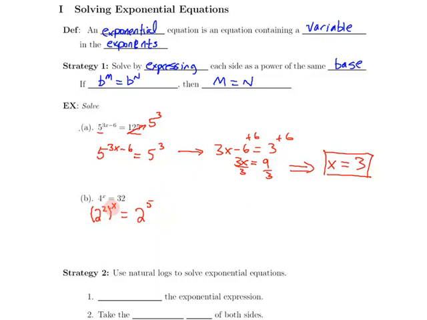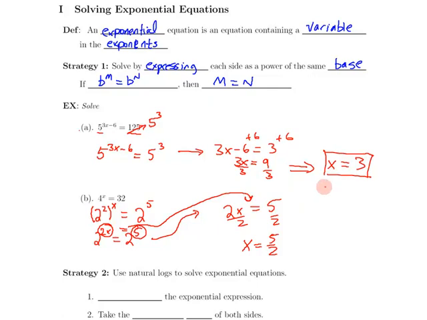All right, well, 2 to the 2 to the x means 2 to the 2x. Remember, you multiply exponents. Now I can say that 2x must equal 5, right? Because if 2 to the 2x equals 2 to the 5, then 2x equals 5. Divide both sides by 2 to solve for x. I get 5 halves, right? All I'm doing is setting these exponents equal to each other to get that equation right there. And that gives me my final answer.